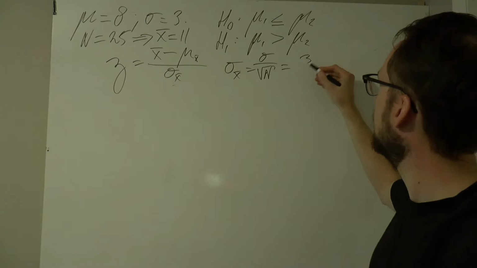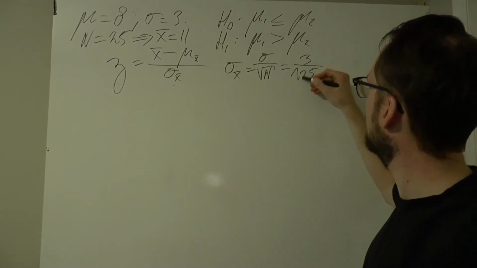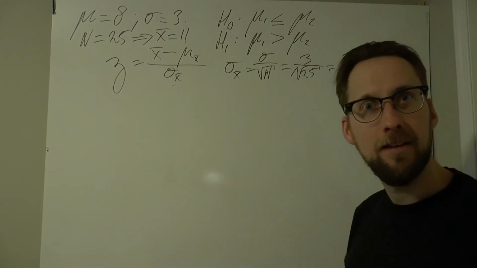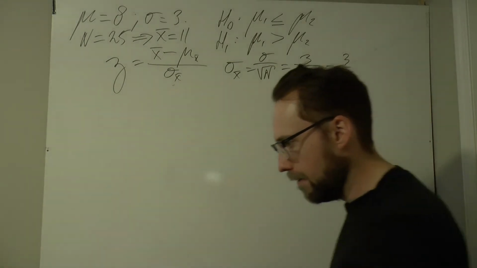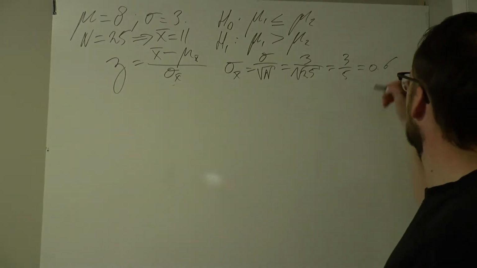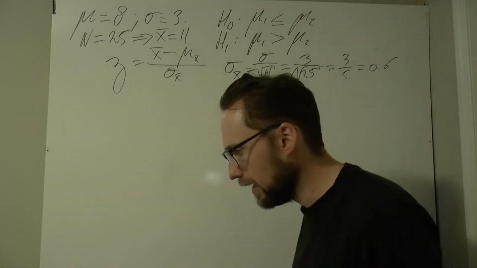This is 3 divided by the square root of 25, and that's going to be 3/5. Okay, well, I can compute that. That's 0.6. Okay, I'm willing to believe that. 0.6.